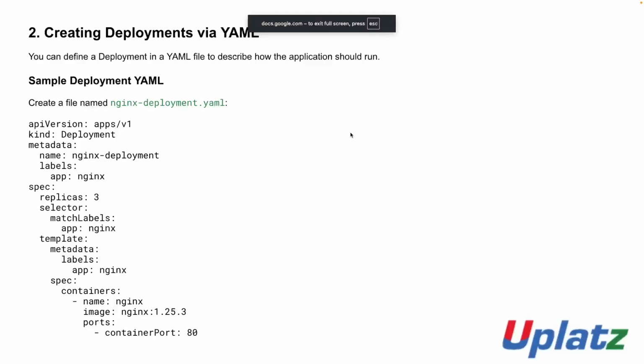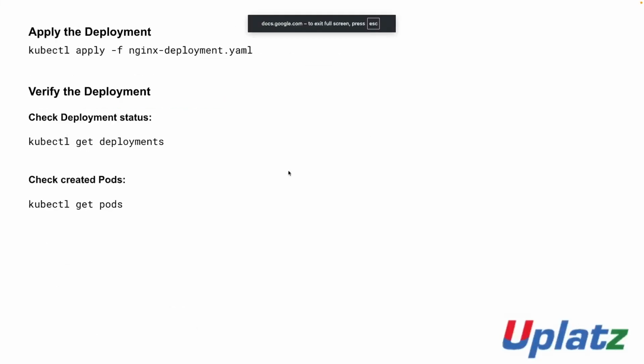Slideshow. Go to next one. Apply the deployment. kubectl apply -f nginx-deployment.yml. Verify the deployment. Check deployment status. kubectl get deployments. Check created pods. kubectl get pods.